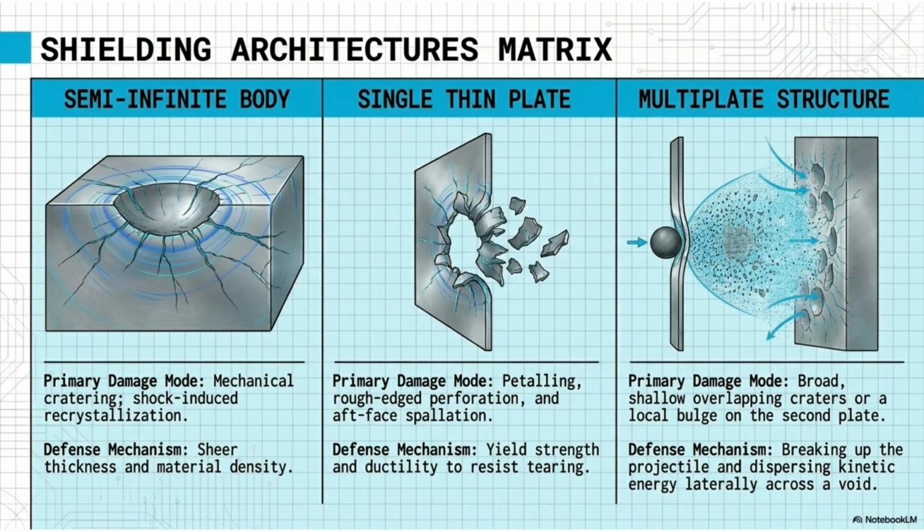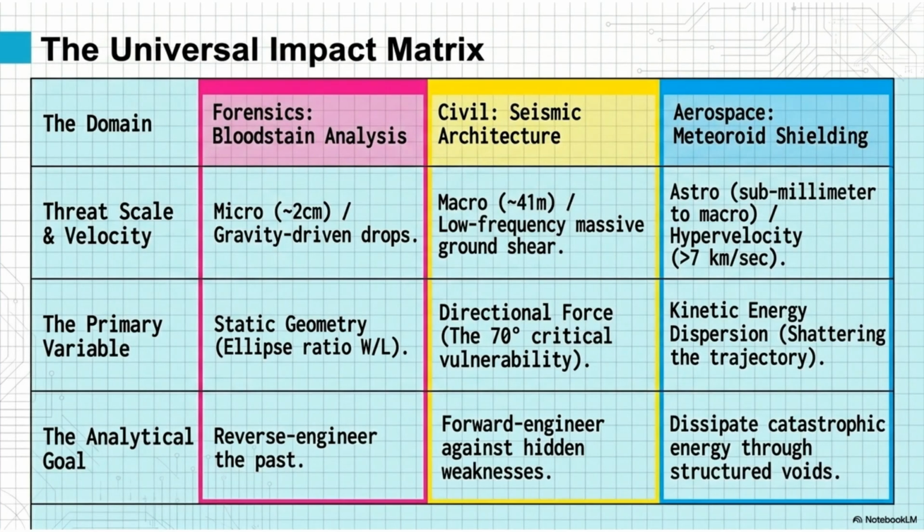Comparing shielding architectures, a semi-infinite body relies on material density. A single thin plate suffers from petaling and spallation. The multi-plate structure effectively disperses kinetic energy across a void. The universal impact matrix summarizes the 3 domains: forensics, civil engineering, and aerospace.